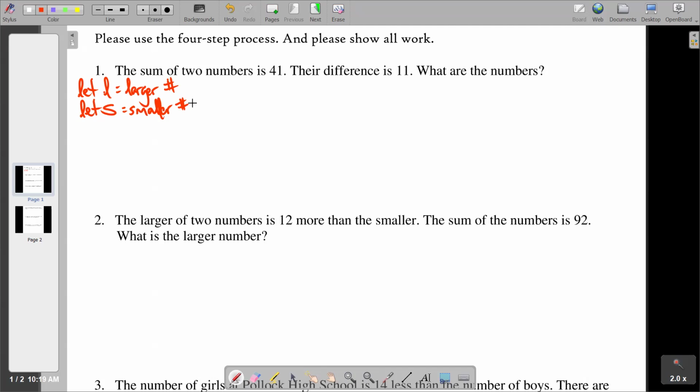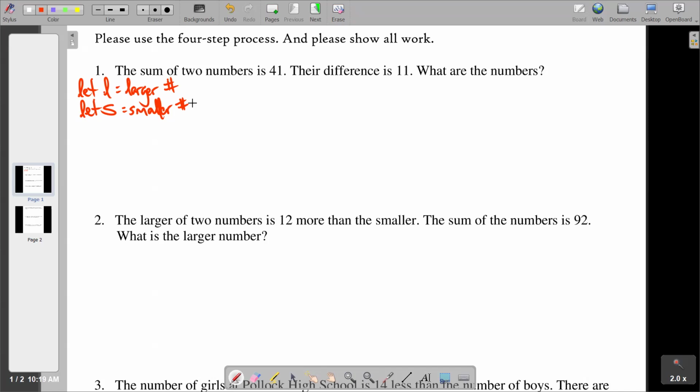Depending on maybe the worksheet that I give you tomorrow, you might see some problems where they're not referred to as the larger number and the smaller number. You might find that they're called the first number and the second number or something like that. So you just, as always, name your variables in whatever way fits the context of the problem.